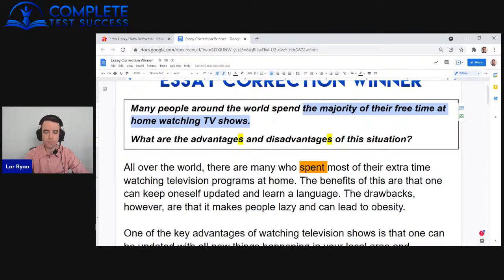So the question isn't what are the advantages and disadvantages of watching TV? The question is what are the advantages and disadvantages of spending most of your time watching TV? And that's a different thing. It can lead to obesity. That's definitely relevant. It makes people lazy. That seems relevant, but we'll see what happens. But these two are the ones I'm concerned about.